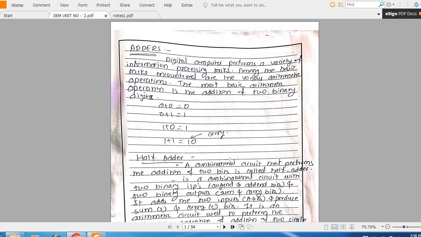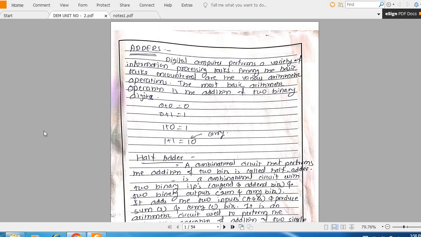Okay, in today's lecture we are going to see the adders. We know some basics regarding addition. A digital computer performs a variety of information processing tasks, among which the basic task is arithmetic operations, and in this we are going to see the addition of two binary digits.